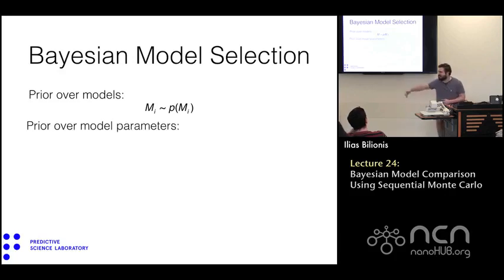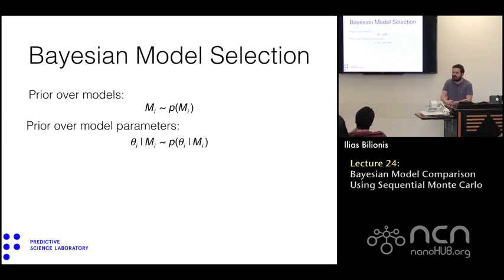Okay, but there is a little bit more to the story. So you put your priors over the models, and then each model has parameters. Now we are at the regime where we were before. Before, we just had a model and we had a prior on parameters. So you put a prior on the parameters.